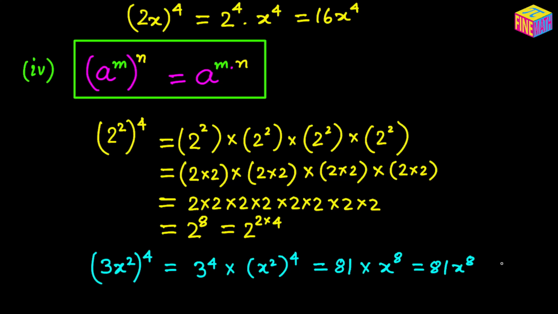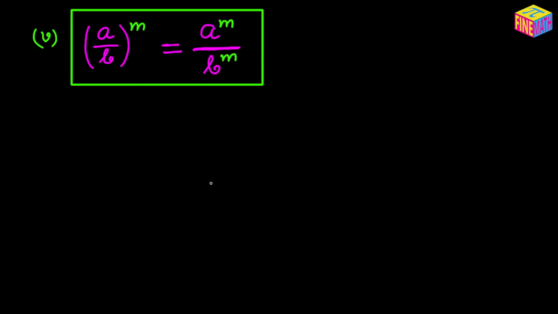Now let's talk about the fifth property. The fifth property says that if we have (a divided by b) whole to the power m, that can be written as a to the power m divided by b to the power m. How can we prove it?